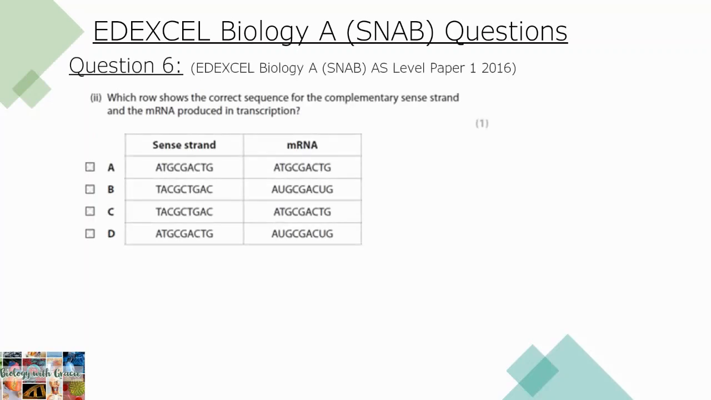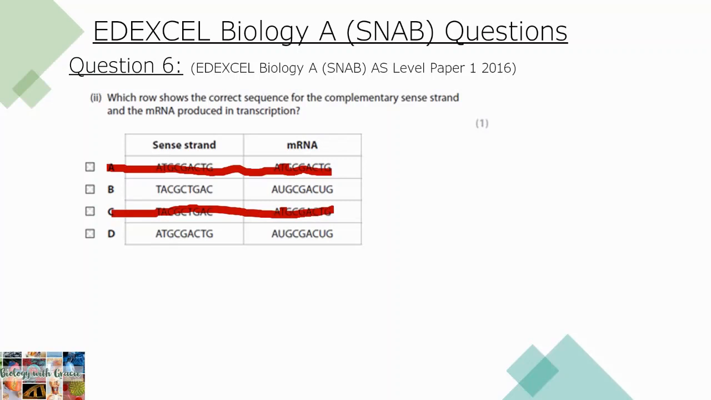Question 6. Which row shows the correct sequence for the complementary sense strand and the mRNA produced in transcription? We've then got some sense strand codes and then some mRNA codes as well. So we know that for DNA, the bases included are A, T, G and C, but for RNA or mRNA itself, the bases are A, U, G and C. So T is not a base of mRNA. So if we have a look at A and C, we can see that mRNA actually includes T bases. So we know that A and C mustn't be correct because mRNA does not have T bases. So we can just put a little cross through those.